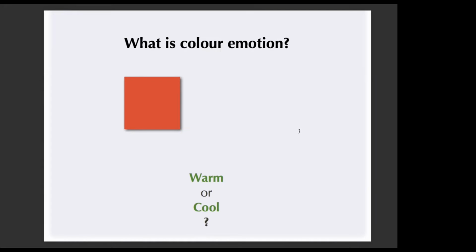An example is the color you can see on the screen. Well, it's a red color, right? What does it feel like for you? Does it feel warm or cool? Next slide, please. Another color you can see here is a yellow. Is it warm or is it cool? Next slide, please.